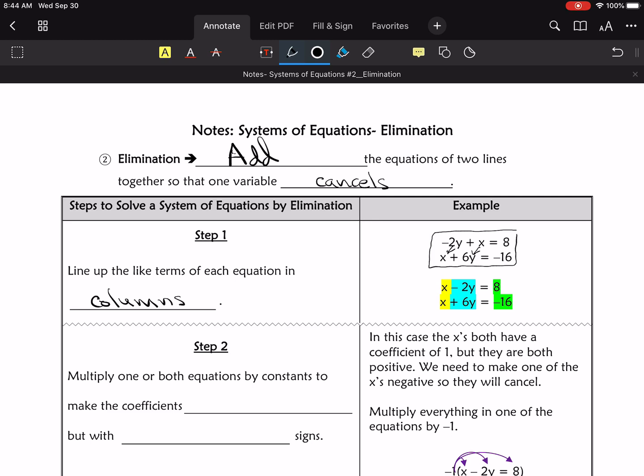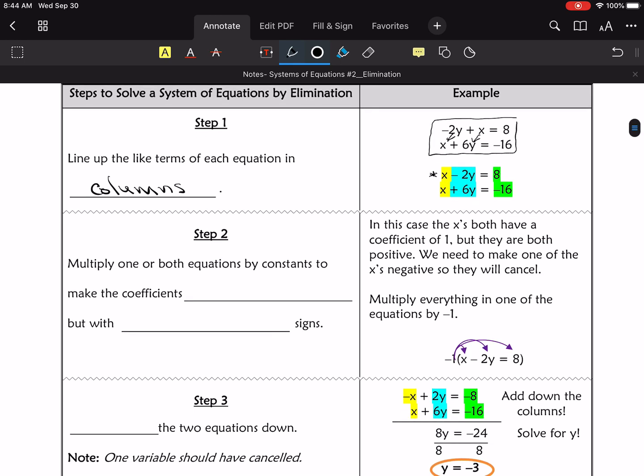Okay, so I just need to reorder my top equation so that instead of negative 2y plus x, it looks like this now, x minus 2y. Now I have the x's on top of each other and the y's on top of each other, okay?